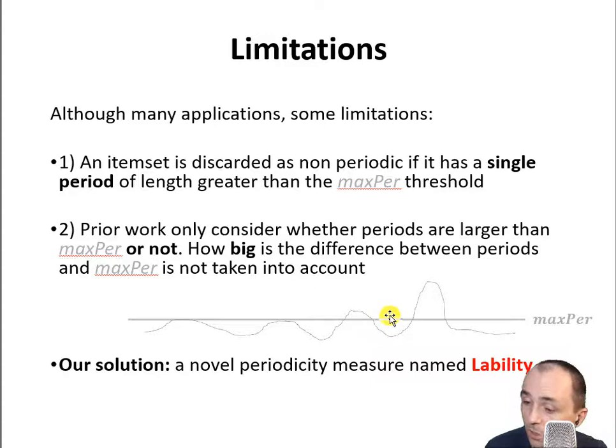Now in the traditional problem, that would be enough to discard the pattern. It's not periodic. But also later maybe we exceed the maximum by a lot. But for the traditional algorithm, if you exceed just a little bit or a lot, it is considered the same thing. But in real life, it's not the same thing actually, to exceed a little bit and so on. So it's not very flexible.